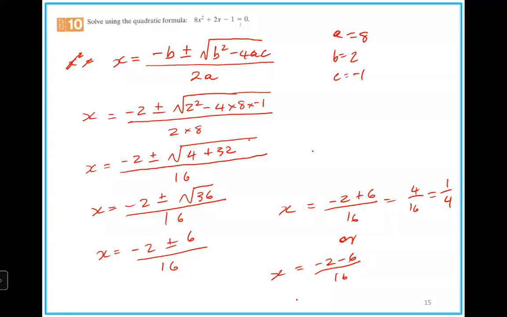This is equal to -8 over 16, which is -1 over 2. So x is either 1 over 4 or -1 over 2. Miss La Rochelle, you follow?